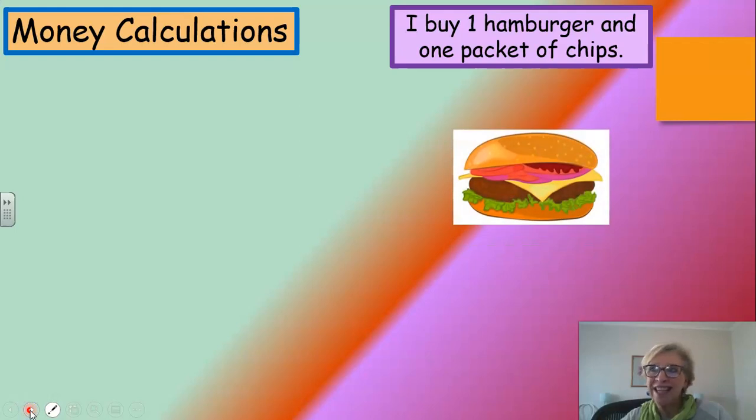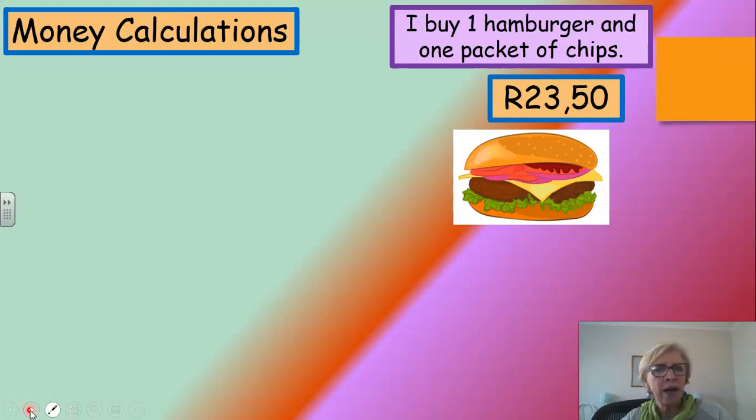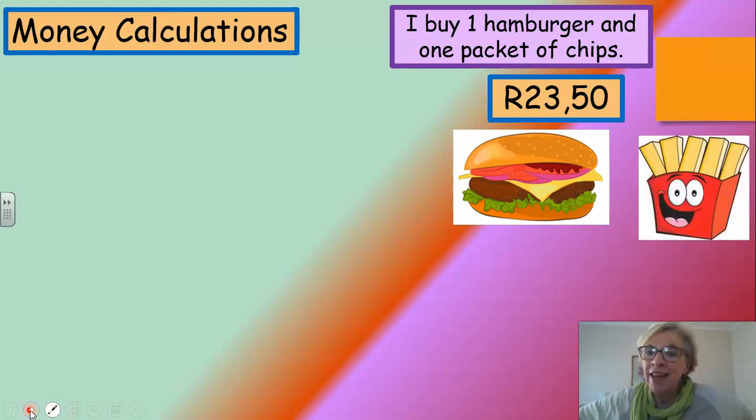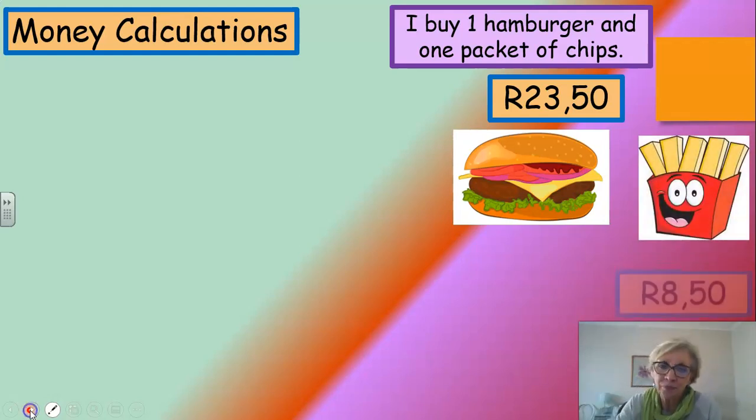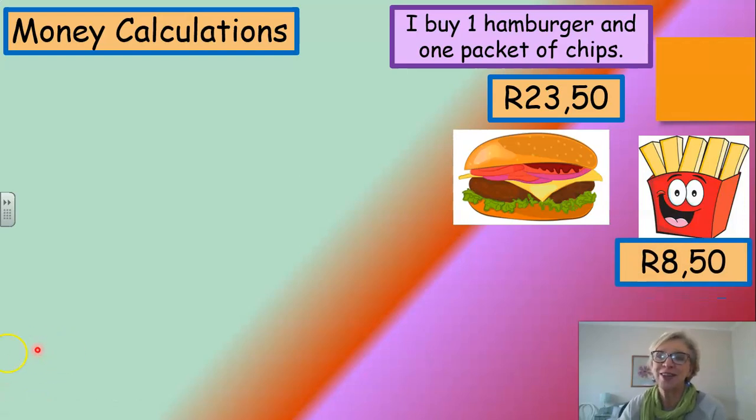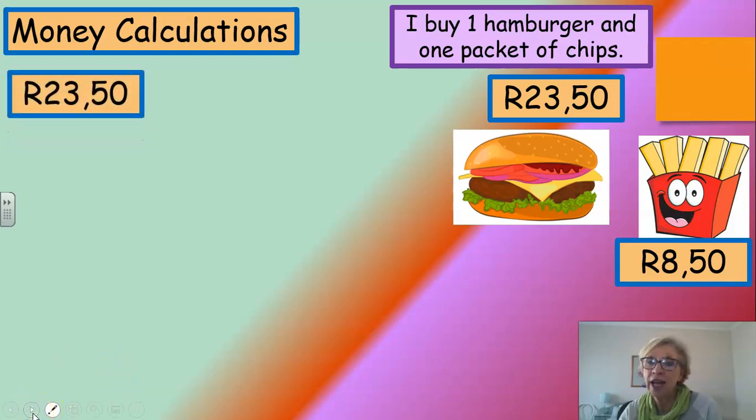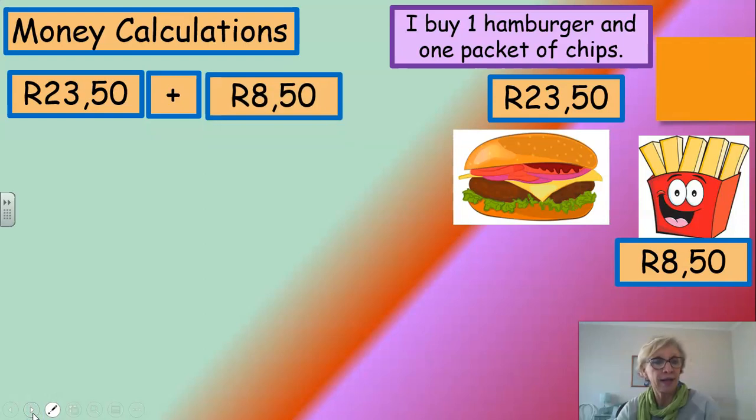There is a picture of a delicious hamburger which costs us 23 rand 50, which is quite a reasonable price. I think it's probably quite a small hamburger. And there's our packet of chips, or slab chips as we call them in this country, or fries if you're in America or the UK. And those chips are valued at 8 rand 50. So now, if I buy one hamburger and one packet of chips, I'm going to have 23 rand 50, and then I'm going to have to also pay, yes, 8 rand 50.